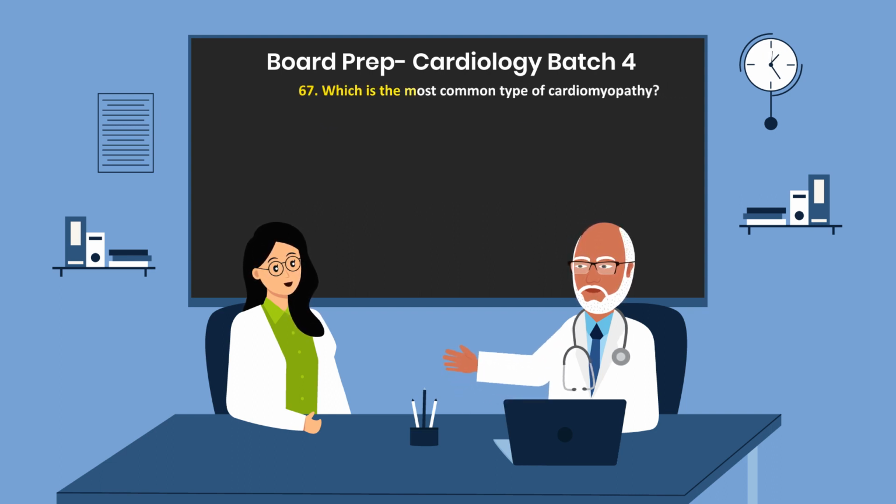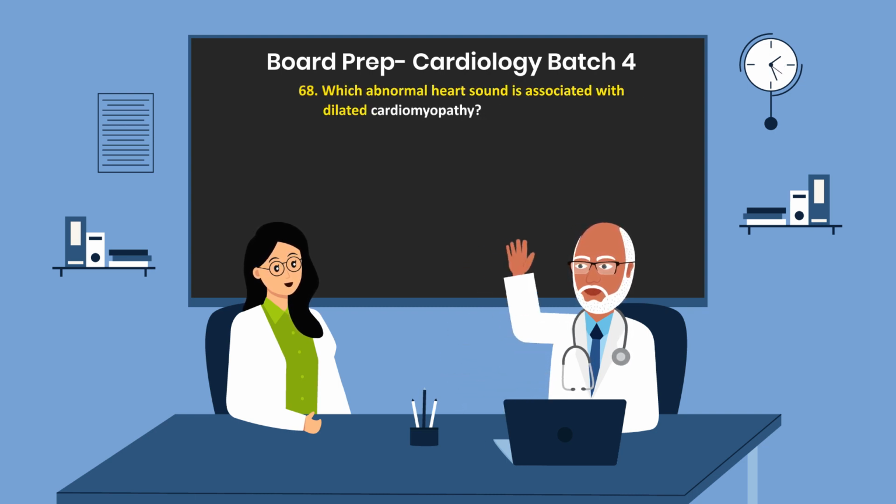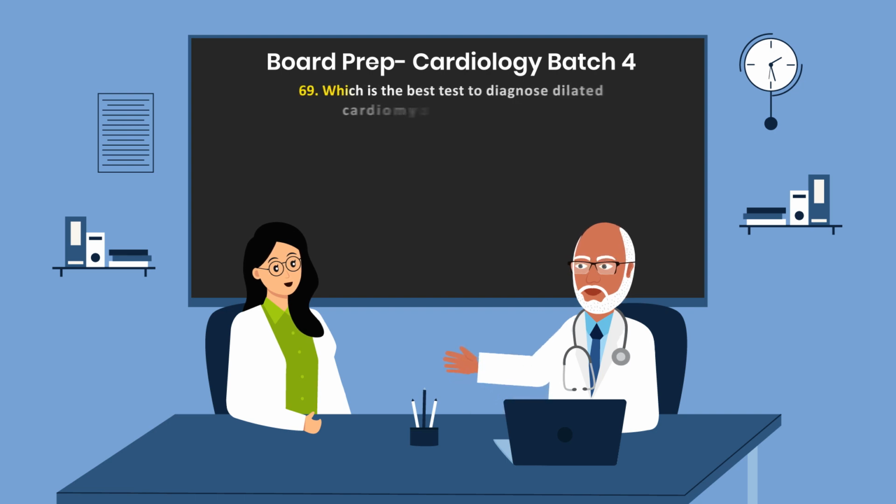Which is the most common type of cardiomyopathy? Dilated cardiomyopathy. Which abnormal heart sound is associated with dilated cardiomyopathy? S3. Which is the best test to diagnose dilated cardiomyopathy? Echocardiography.